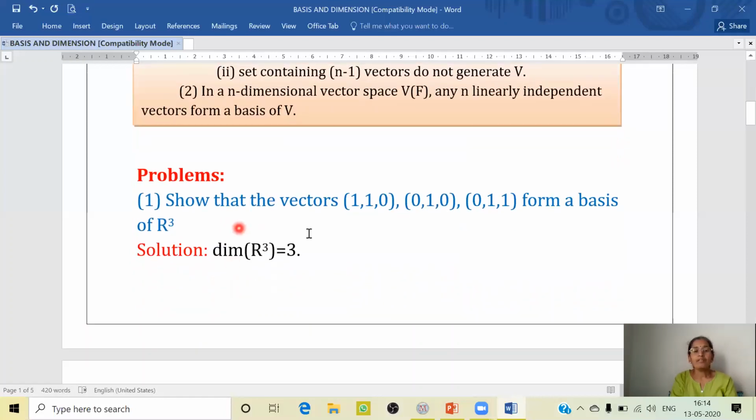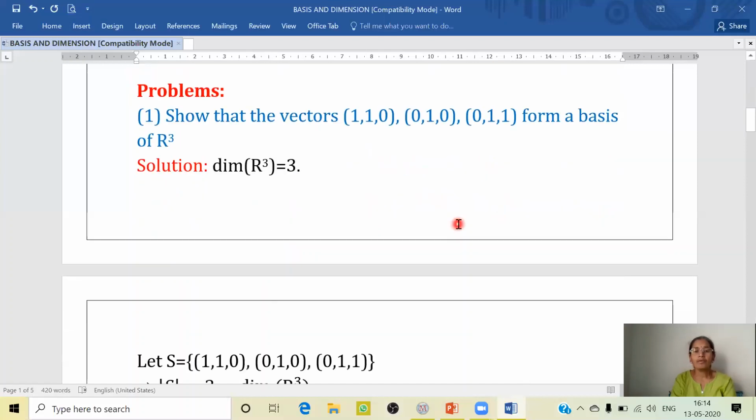It states: show that the vectors (1, 1, 0), (0, 1, 0), (0, 1, 1) form a basis of R cube. Now we need to check whether these three vectors form a basis. That is, they must be linearly independent and they must span the vector space R cube. But the dimension of R cube is 3 and the number of elements given is also equal to 3.